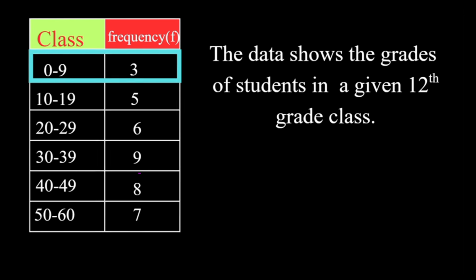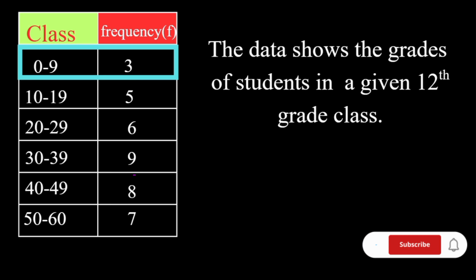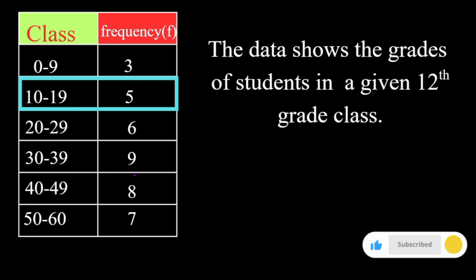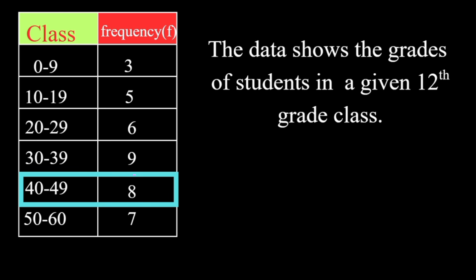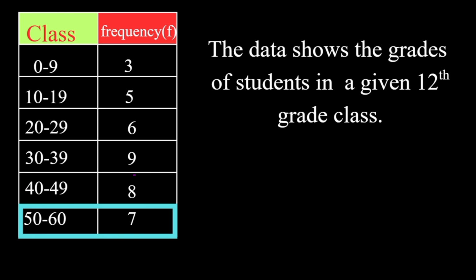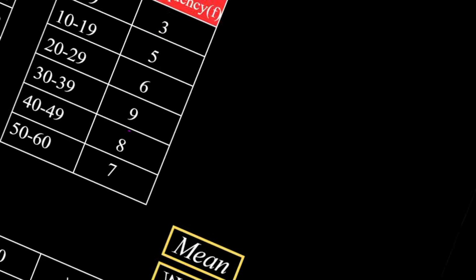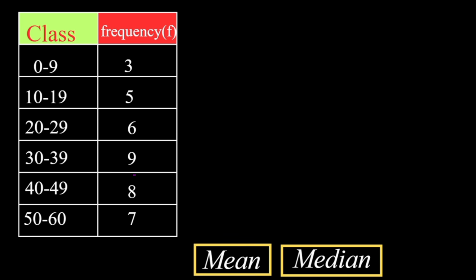0 to 9 there were 3 students, then 10 to 19 there were 5 students, then 20 to 29 we had only 6 students, 30 to 39 there were 9 students, and 40 to 49 8 students, and lastly 7 students managed to get an A. Now with this information we are supposed to get the mean, the median, and lastly the mode using this data.